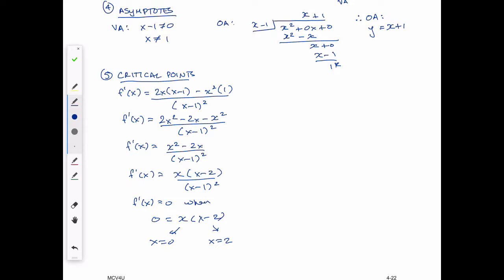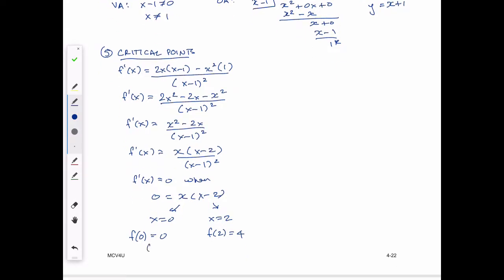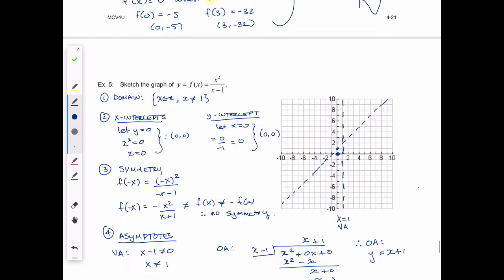So if I were to do f of 0, we're going to get 0, which we already have. If I were to do f of 2, we're going to get 4. So it means 0, 0, and 2 and 4. So I'm going to plot the 2 and 4 before I forget. 2 and 4, there it is.